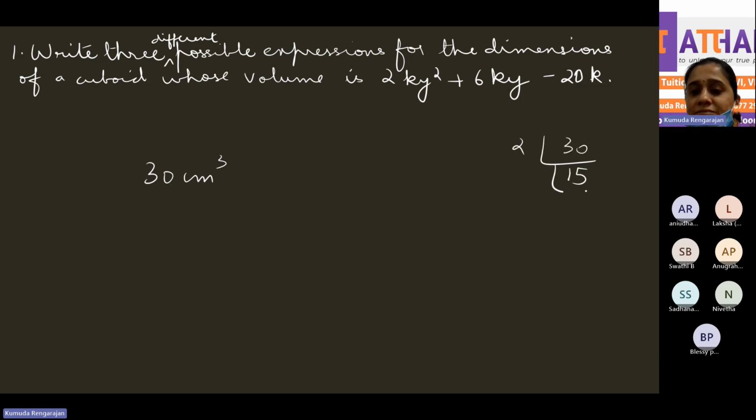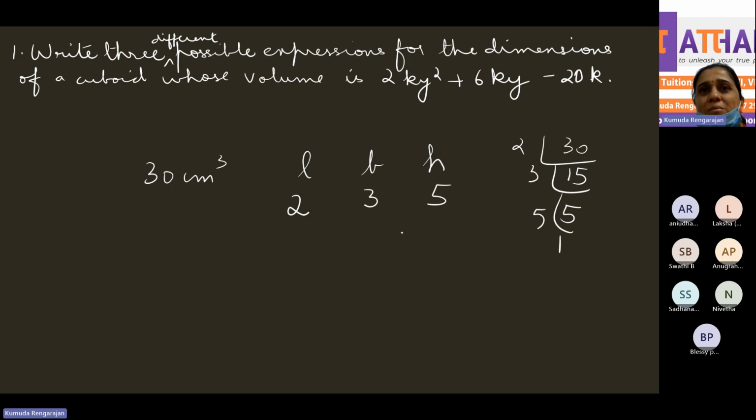2 15 times, 3 5s, 5 1s. Now, what are the possible dimensions? If the length is 2, the breadth can be 3, the height can be 5. I've given you the volume of a cuboid, 30 centimeter cube, and I wanted you to write the possible numbers for the dimensions, length, breadth, and height. So for that, I'll have to factorize 30. 30 is equal to 2 into 3 into 5.